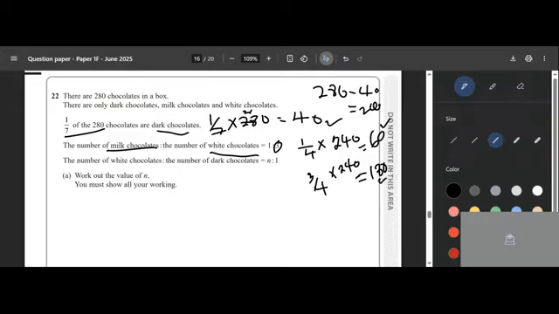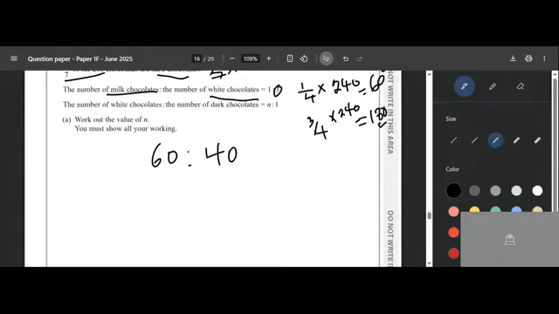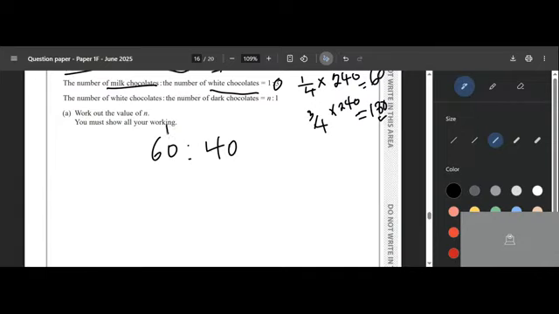Write the number of the white chocolates to the number of the dark chocolates. Remember the milk chocolates are 60 and the dark chocolates are 40, in the ratio n is to 1. So how do I write the ratio n is to 1? It means here has to be 1. So I have to divide this by 40, and this side also by 40.